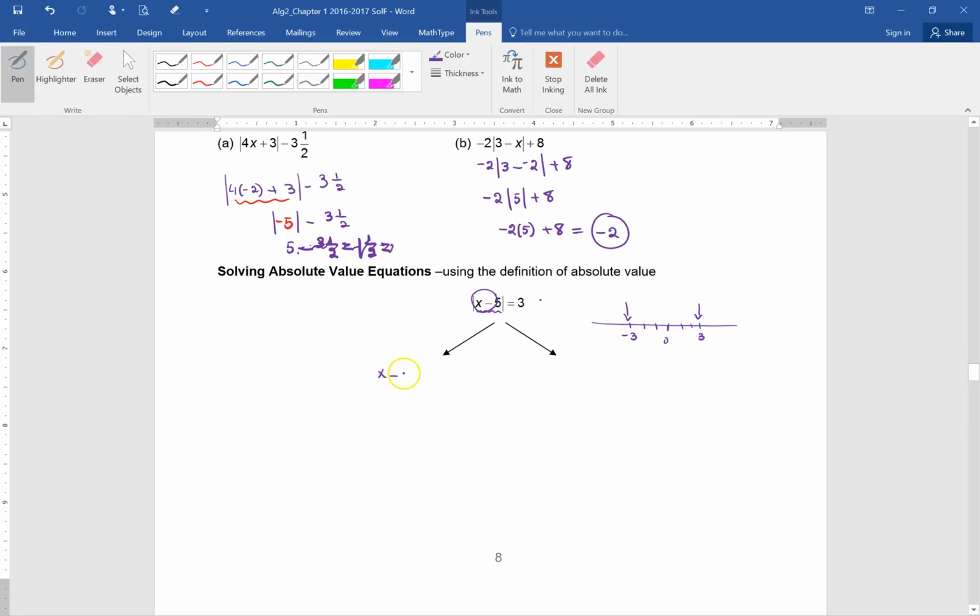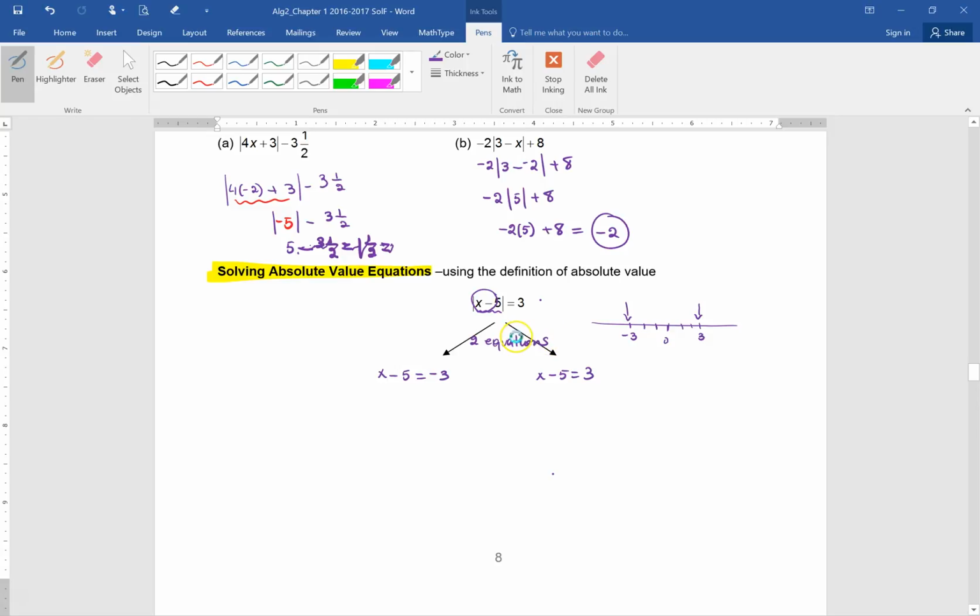So I say x minus 5 can either be at negative 3 or x minus 5 can be at positive 3. So whenever you have absolute value equations, you're always going to end up with two equations.